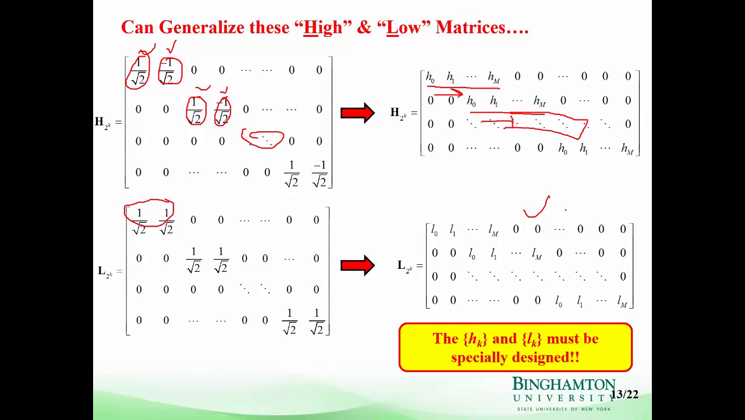But the key here is that we can't just pick any old H's here. Remember, these had to be such that our columns and our rows ended up being orthogonal with each other. So the H's and the L's have to be picked appropriately. It's no easy matter to pick those.